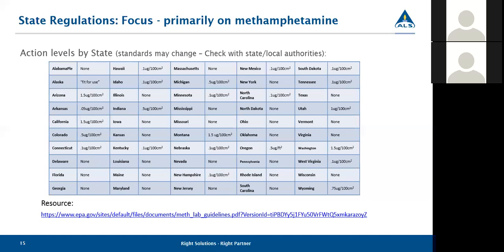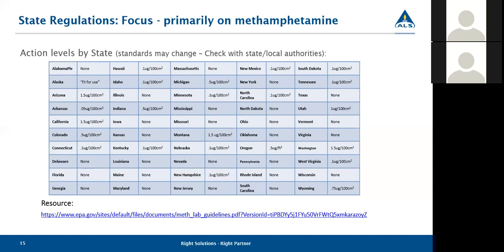State regulations with a focus primarily on methamphetamine. Like I said on the previous slide, there are several states that do have formal programs, but then there are some that do not. This table shows, for example, and I'll give you our state, that Utah has a regulatory limit or an action level limit of 1 microgram per 100 centimeters squared.